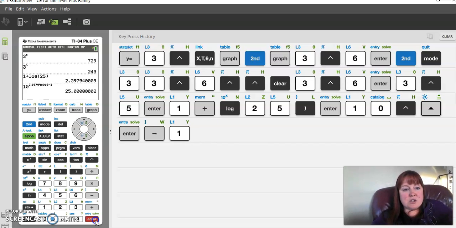So if I push enter, look at that, 25.000002. Now remember, calculators are really terrible rounders, so that's why I got that 02 there, because it's rounding off. But really, that's right. 2.39794 makes my equation true, therefore it is x.